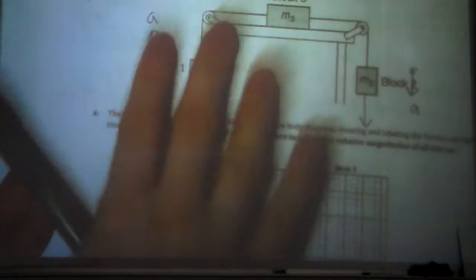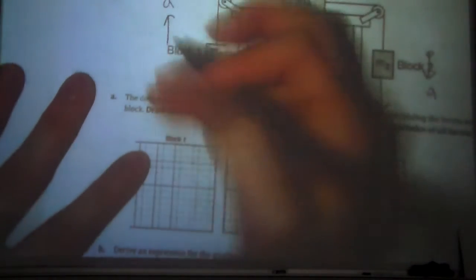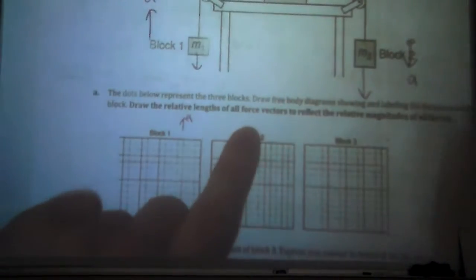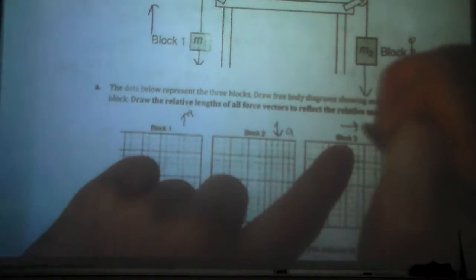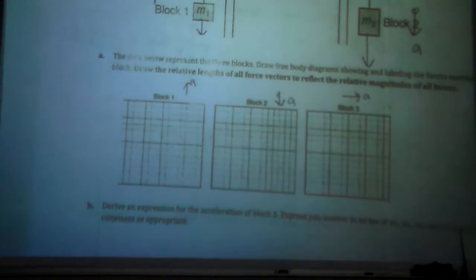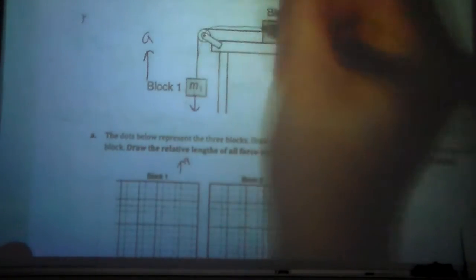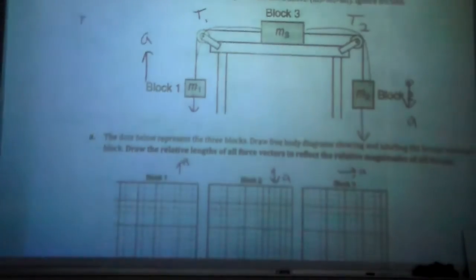So I need to make sure that when I'm drawing my free body diagrams, I have block 1 accelerating up, I have block 2 accelerating down, and I have block 3 accelerating to the right. I have 2 different strings here, which means I'm going to have 2 different tensions. I'm going to call this T1 and this tension T2.